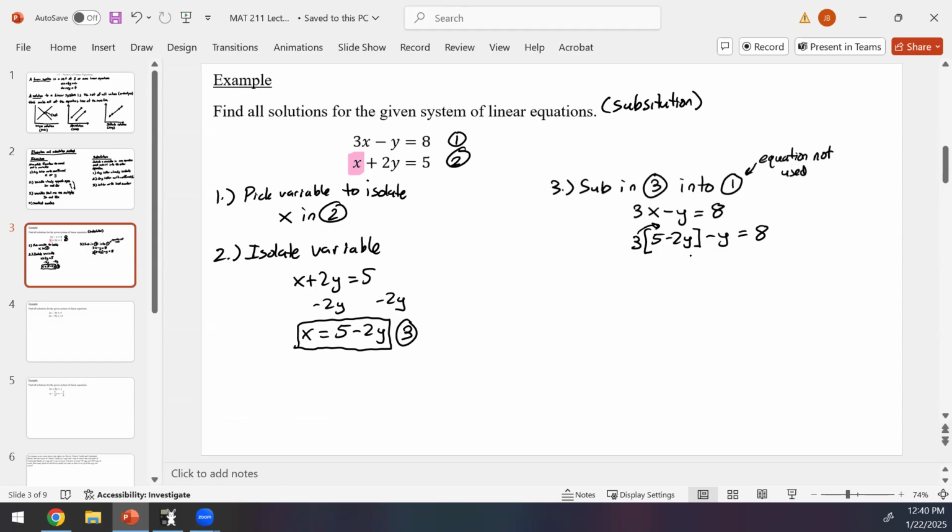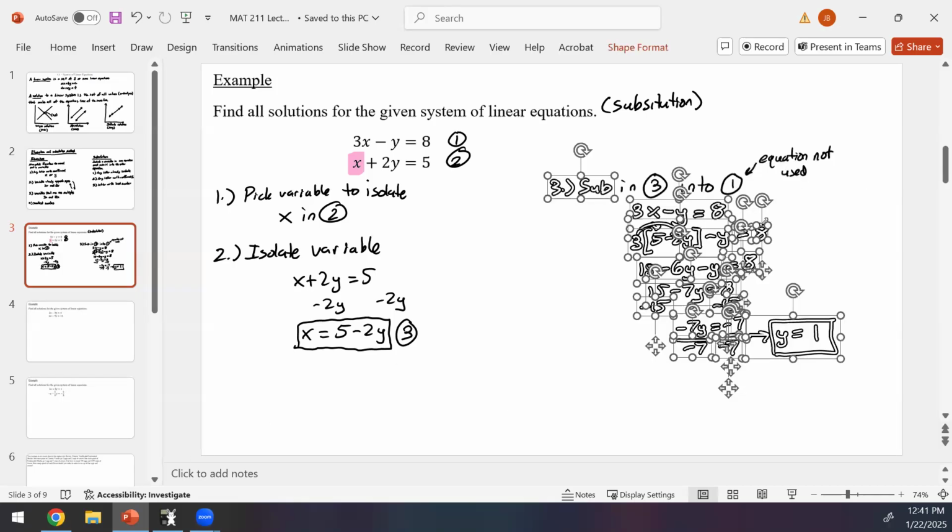And then we distribute the 3 into each one. So 15 minus 6y minus y equals 8. The y's combine to be 7y, so 15 minus 7y equals 8. And then from here, we just got to solve. So minus 15. So negative 7y equals negative 7. I divide the negative 7 over, and I get y is equal to positive 1, like that. And so now we have solved for our y value.